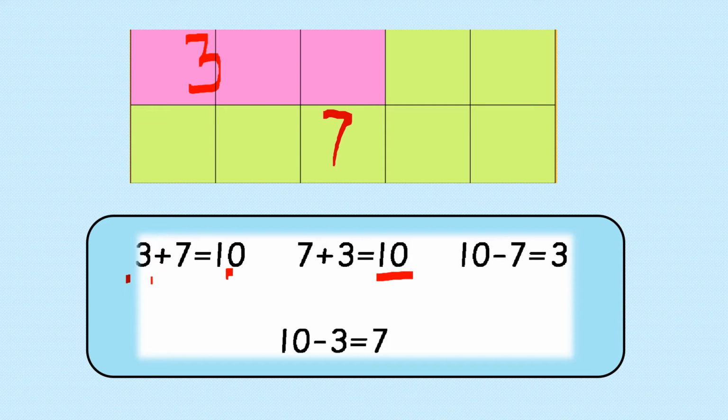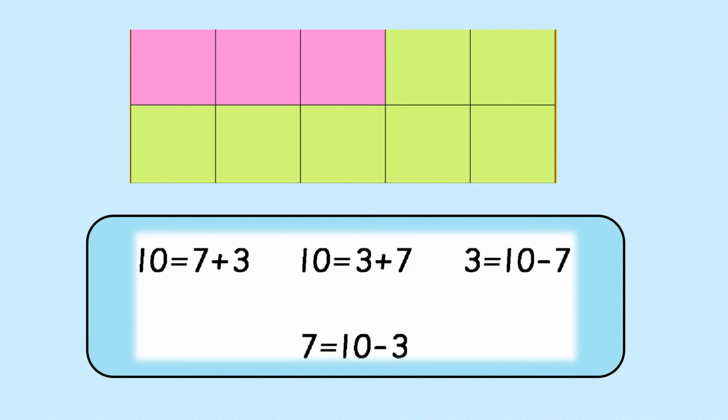Now let's have a look at takeaway. I've got 10 is my whole, that's all of the squares. If I take away the 7 green squares, how many are left? 3. 10 is my whole. If I take away the 3 pink squares, how many are left? 7. Well done.